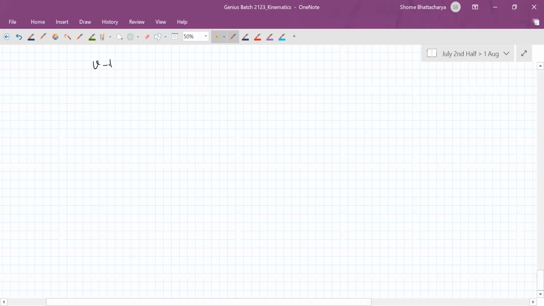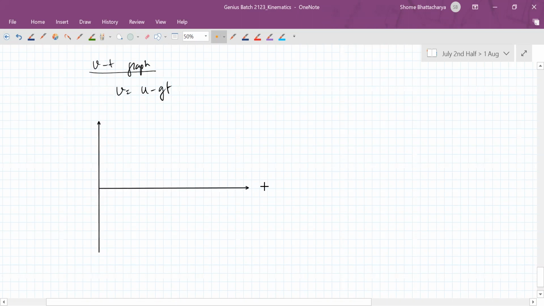So when you look at the V versus T graph, for this case, V is equal to U minus g t. You'll see that again, I'm taking a limited amount of time in my graph. The time is only from when it started till it came back to the starting point. So when I take that limited amount of time, you will see that my V versus T graph will be like this. The part above and below will be symmetrical.